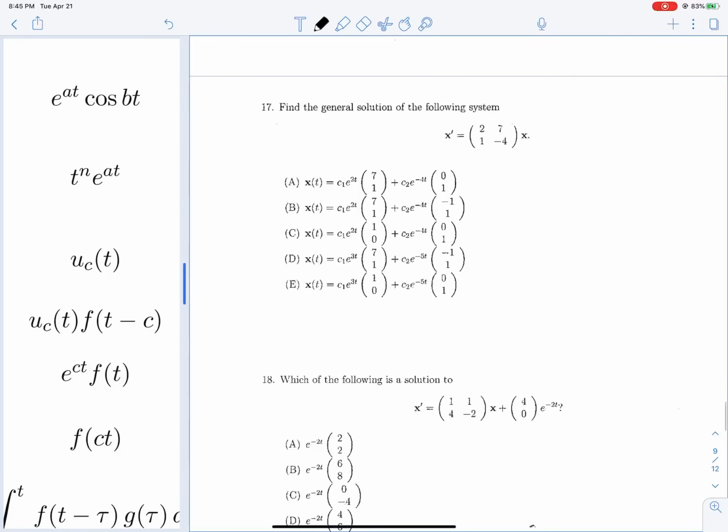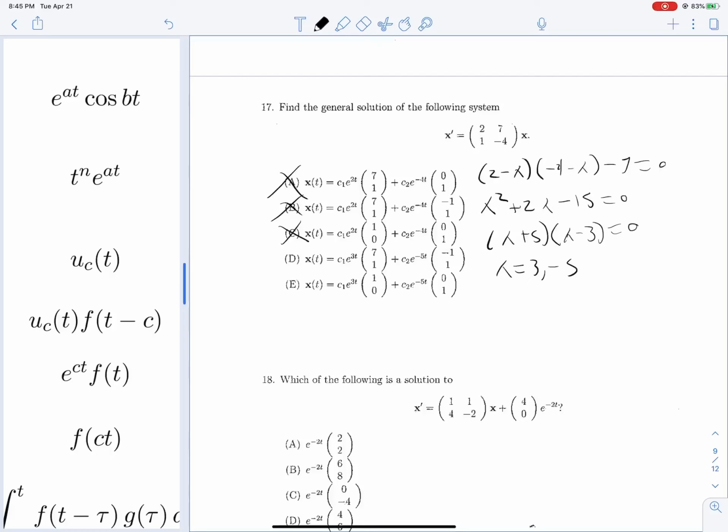17, let's find the general solution to this system. Finding our eigenvalues: 2 minus lambda, negative 4 minus lambda, minus 7 is equal to 0. Lambda squared plus 2 lambda minus 8 minus 7 is negative 15, equal to 0. Lambda plus 5, lambda minus 3 is equal to 0. Lambda is equal to 3 and negative 5. So we can get rid of all these answer choices with 2s and 4s that they have going on there. 4 lambda is equal to 3.